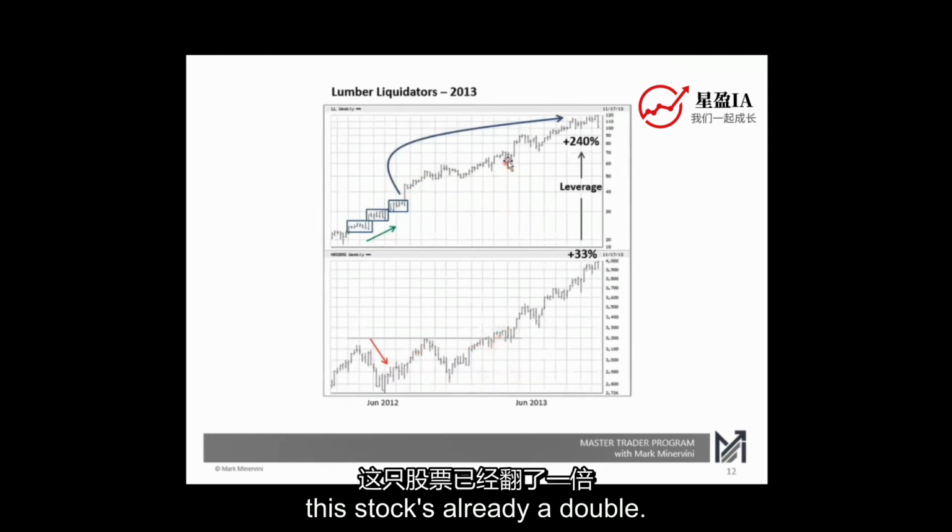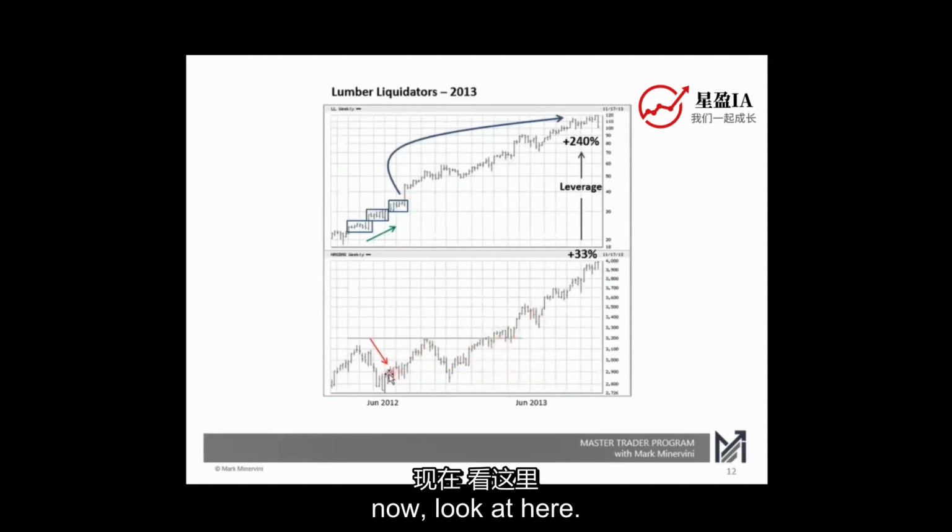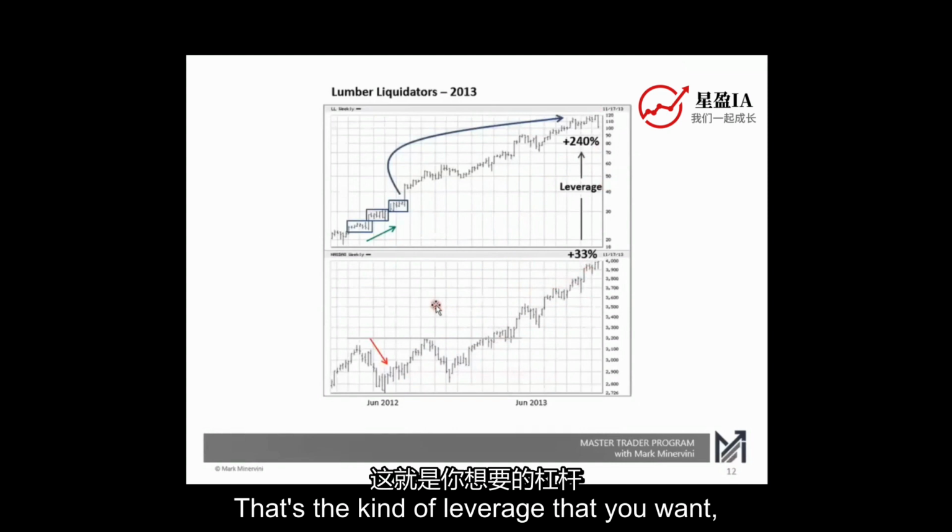And this stock's already a double. All right, now look at here. If we take a look over this period, the market, looking at the NASDAQ, is up 33%. Over that same period, this stock is up 240%. See, that's your leverage. That's the kind of leverage that you want.